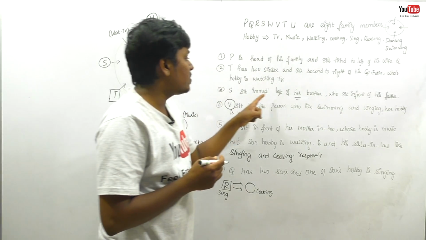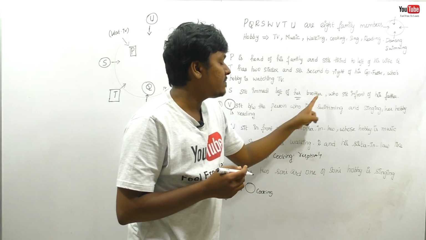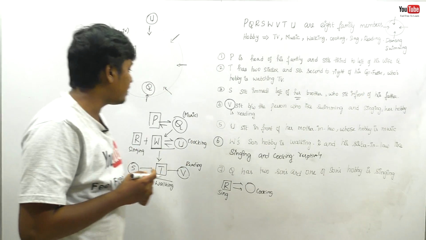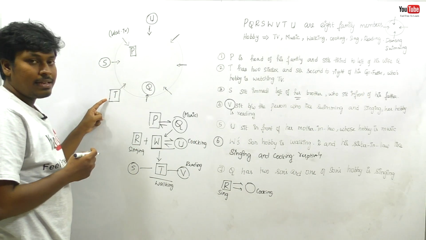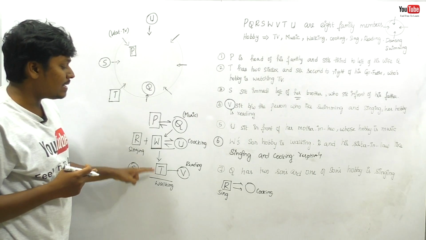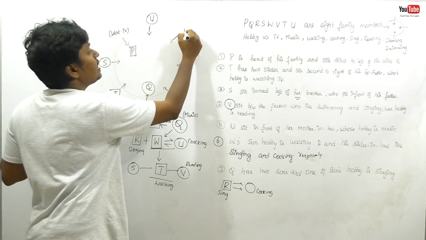Okay. S sits to the left of her brother. Who sits in front of his father? His brother is sitting in front of his father. We know that S's brother is T. He is sitting in front of his father, where T's father is W. So definitely W should come here.